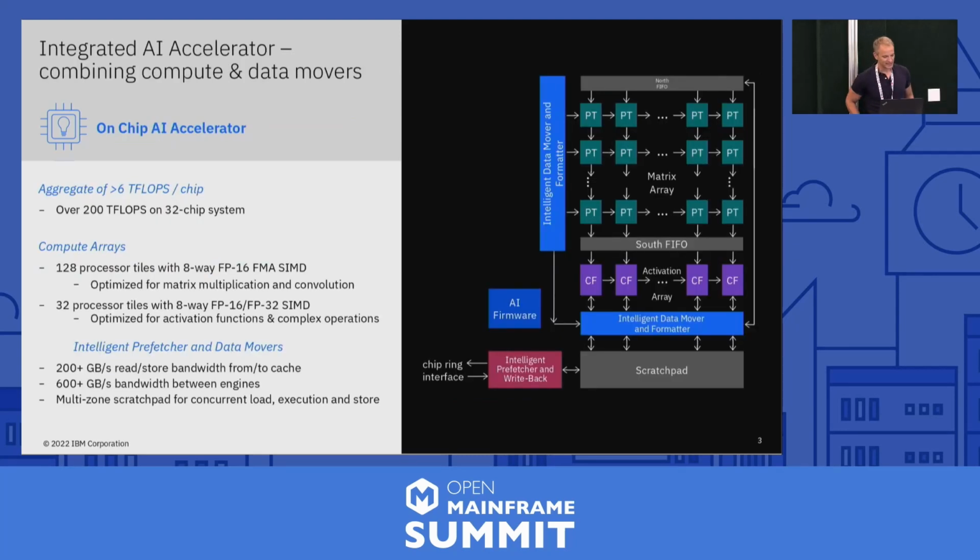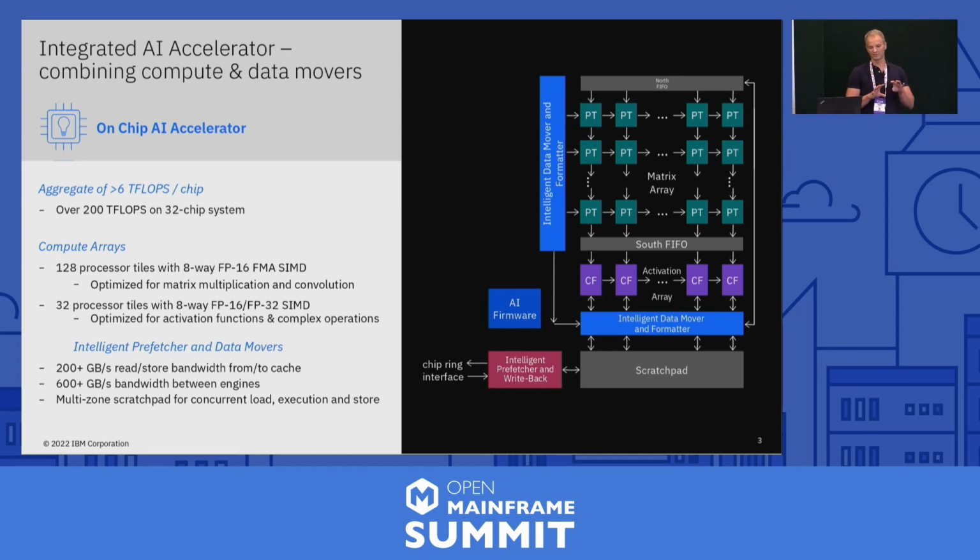Okay, let's have a look at the details and why that accelerator is so powerful. The accelerator consists of mainly 2 parts. The first part is a 2-dimensional array of compute engines, so-called processor tiles. And this compute array is used for matrix multiplication and convolution operations. And then there's another part that's a 1-dimensional array of compute engines for complex CF, complex facility, or complex functions. And this array is used for things like activation functions and so on.